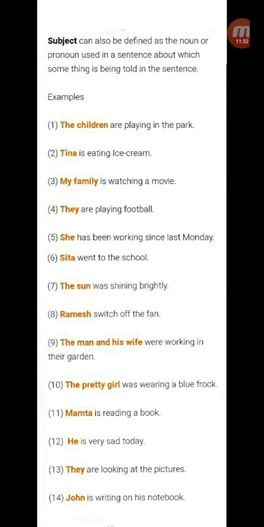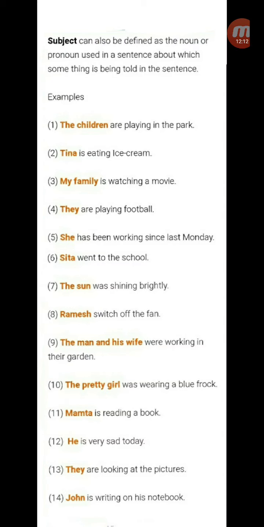Ramesh, switch off the fan. Who is asked to switch off the fan? Ramesh. The man and his wife were working in the garden. Who were working in the garden? Were. That means there are two people. And the sentence is in which tense? Past tense. The pretty girl was wearing a blue frock. Who was wearing a blue frock? Mamta is reading a book. Yes. Who is reading a book? You got your answer, I hope so.